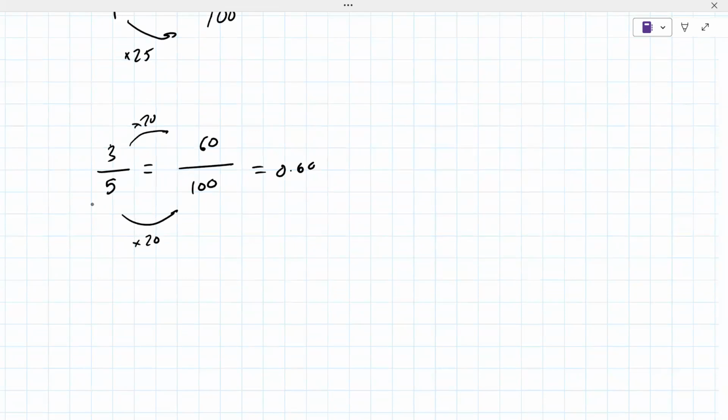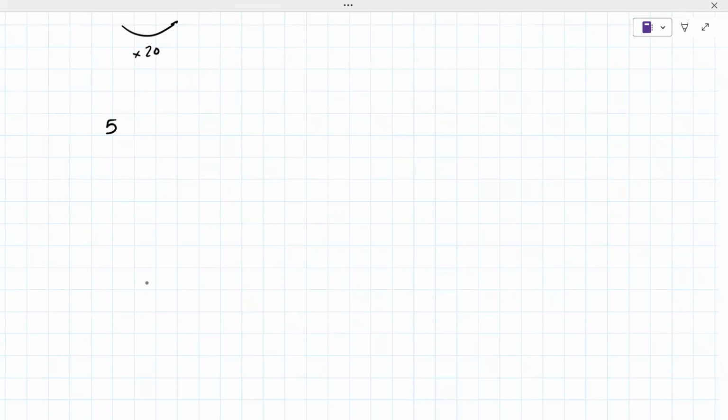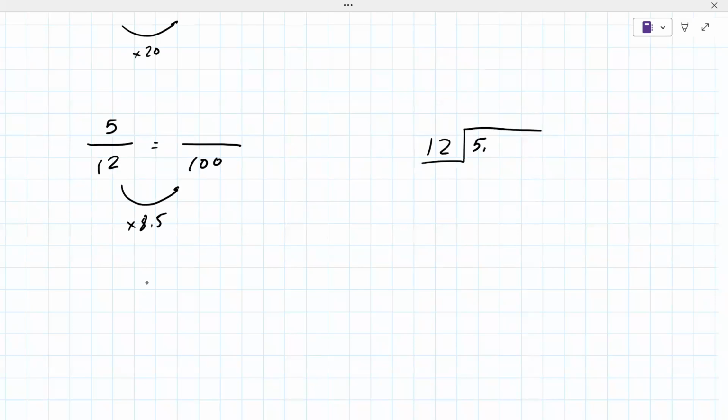Let's try one that's a little bit harder. Let's say you want to go 5 over 12, right? So this is 5 over 12. Can you get to 100? Kind of, I mean, it is 8.5. This is the one where you do have to actually do the long division. So why don't you do that for us, please?